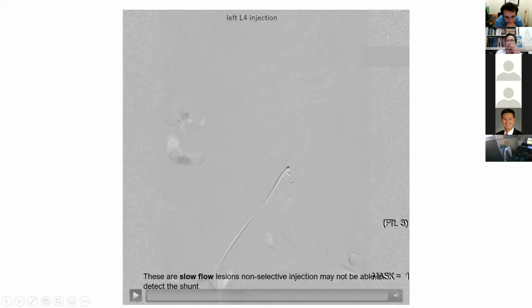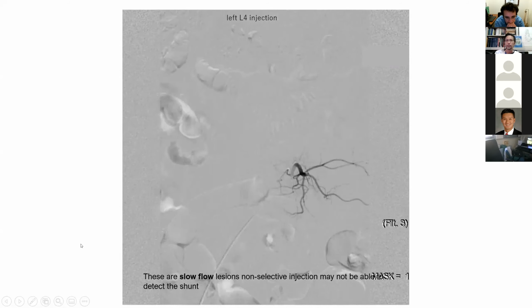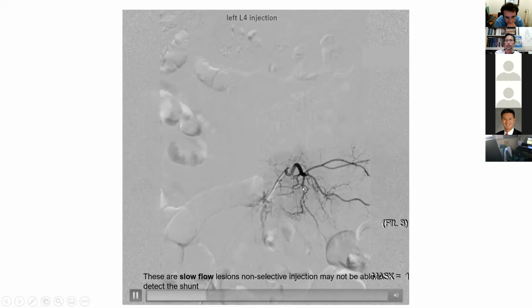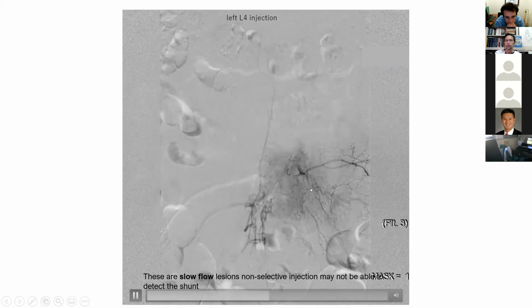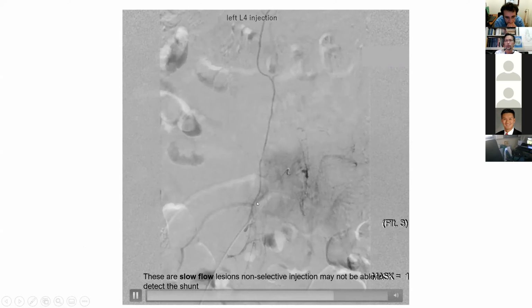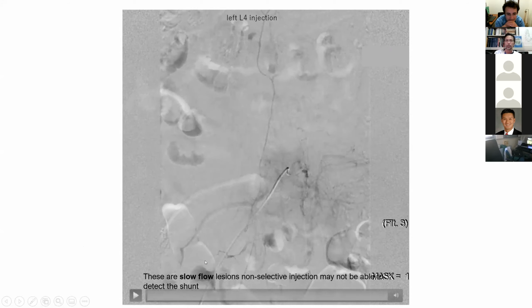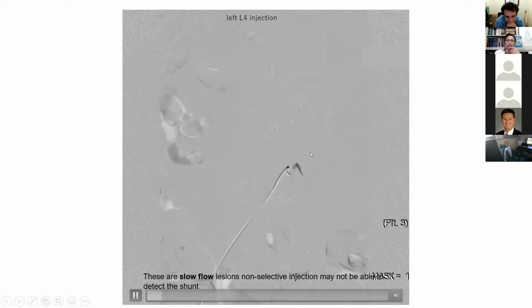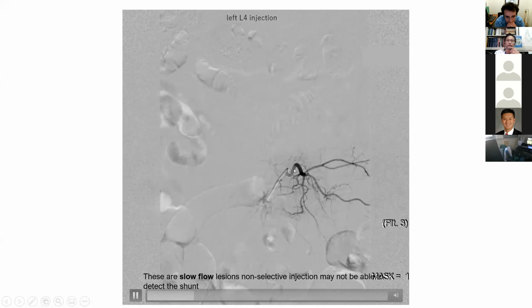If you are a little bit more selective, what would happen? You can get something like this. You don't see any contrast in the aorta. So it's selective enough to push the contrast into a very slow flow lesion. This is like an epidural shunt. It's not really a dural shunt at the sacral level. So again, it's very slow.